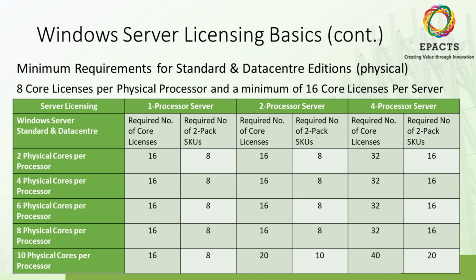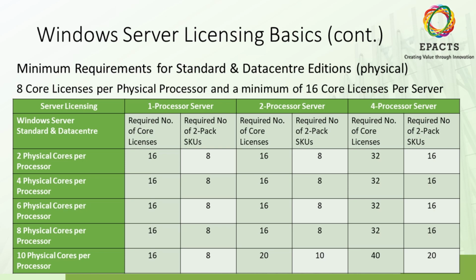When we say 2 pack, it means the 2 pack license covers two cores of the processor. So this is the very bare minimum that we need. Only when you come down to the 8 physical cores per processor, and we come to the two processor server, that's your 2 socket server and a 4 socket server, that's when the numbers start going up.